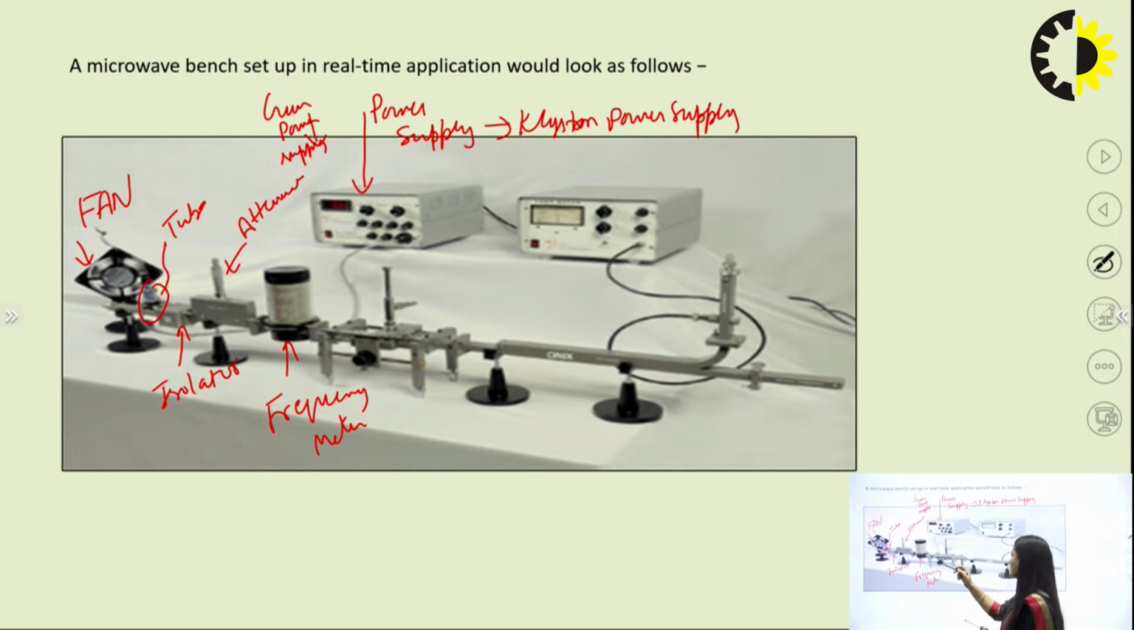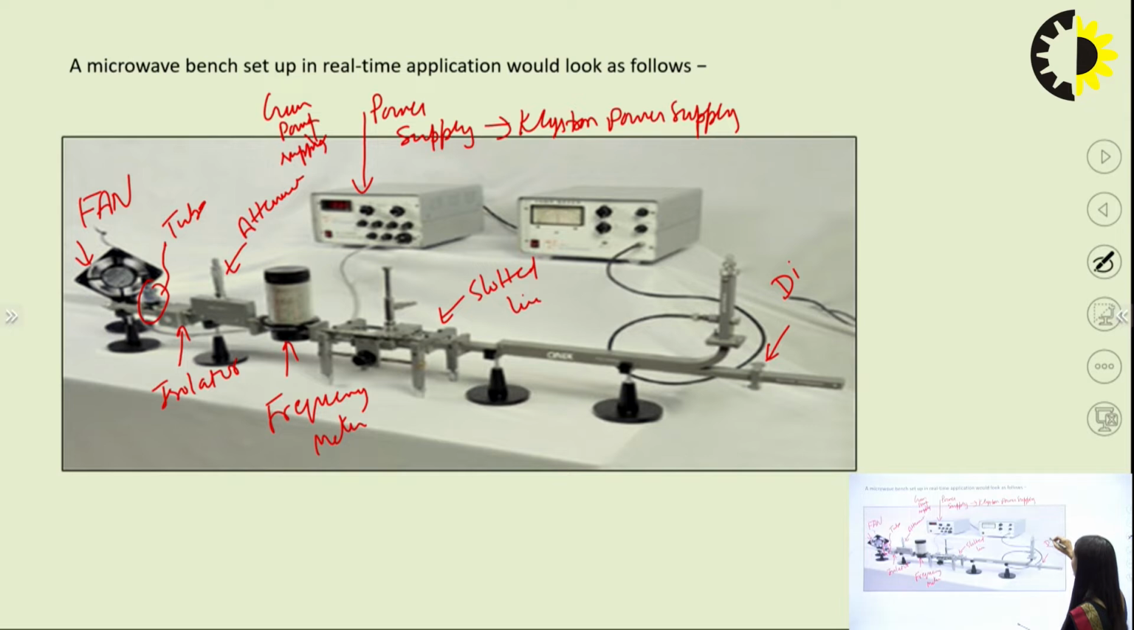Further, we are using a slotted line section. This is a complete slotted line section. On this slotted line, we are using one detector. This is the probe, and this probe is used to connect with different types of devices, right? And at the next end of the slotted line, here we have connected one device.